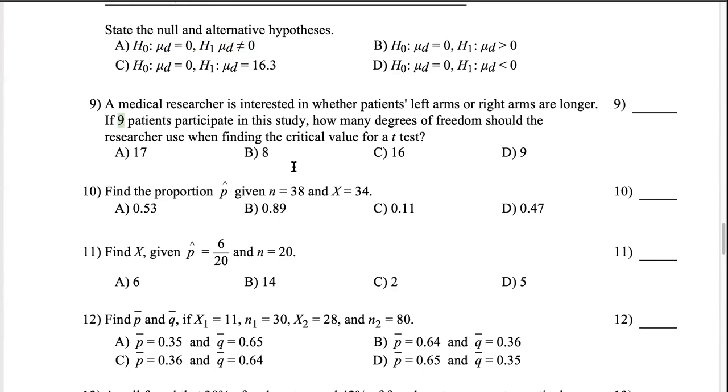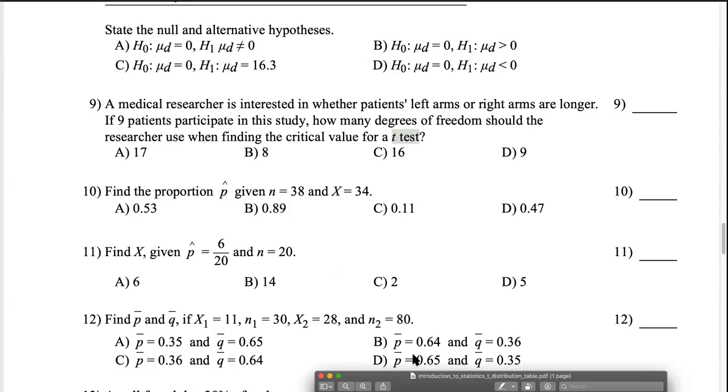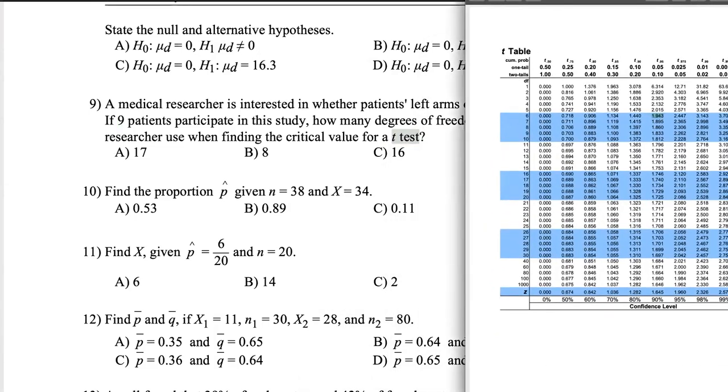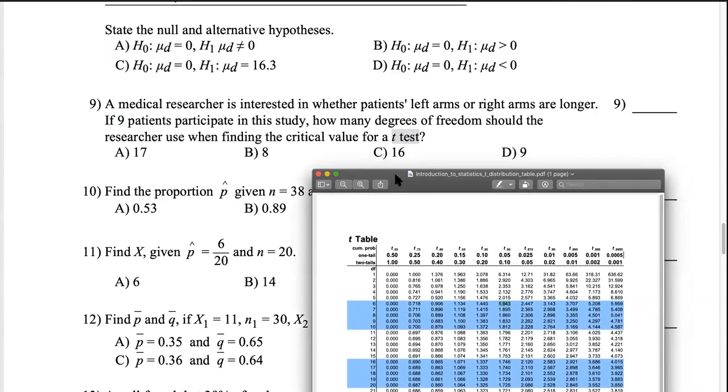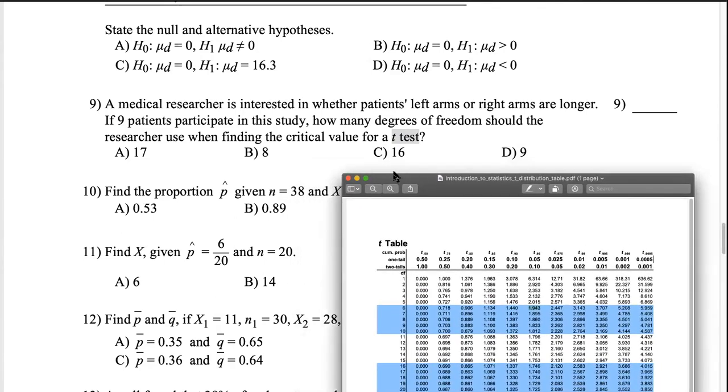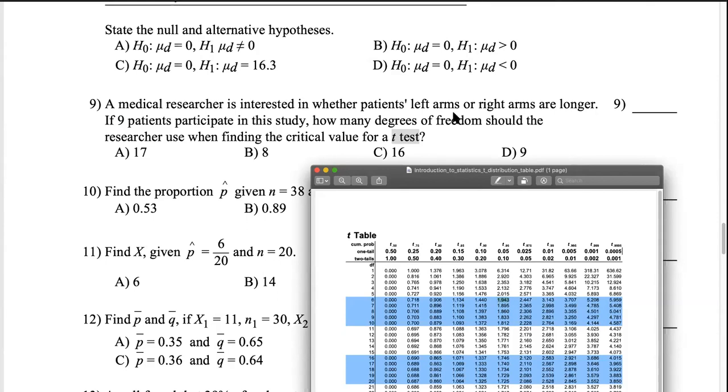8. And if we want to use the t-test, they specifically mentioned the t-test, so the t-distribution, the t-table here, everybody. Do they say whether it is one side or two sides? Let's check. So whether the left arm or right arm is longer.